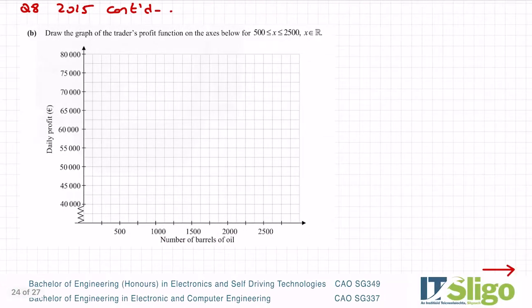Part B, draw the graph of the trader's profit function on the axis below for x being between 500 and 2,500. I can see the number of barrels and I can see daily profit. These squiggly lines on a graph that are here are very useful. In fact, it just shows that they know the y-axis starts at 0. They just have no data points between 0 and 40,000, so it's kind of like a shortcut up to 40,000.